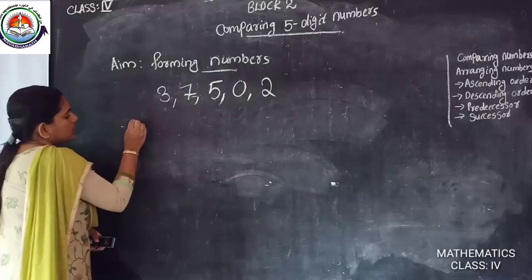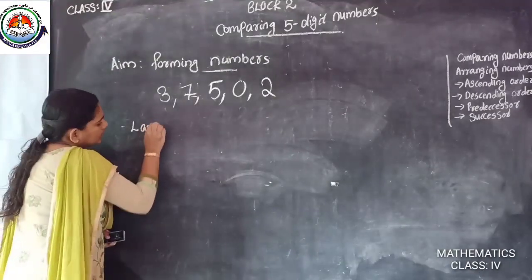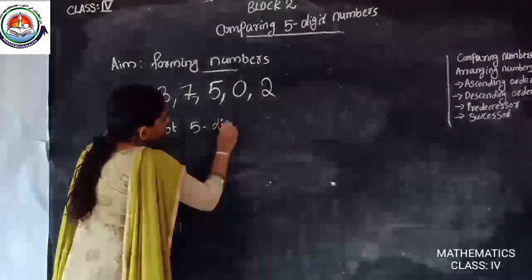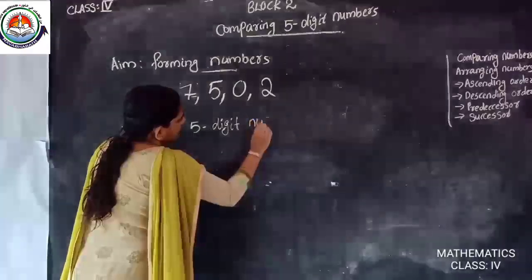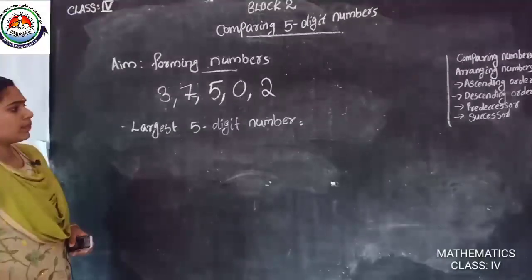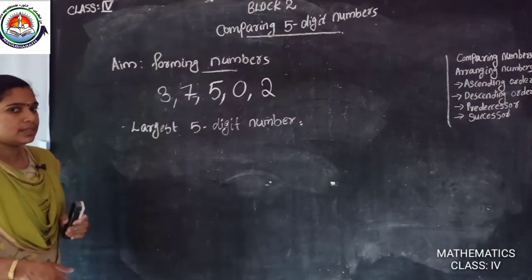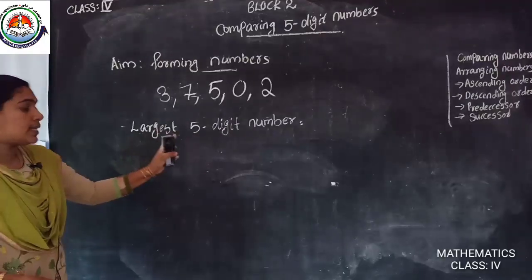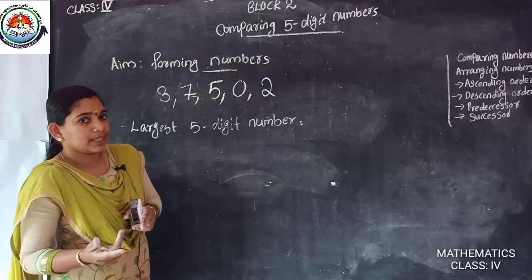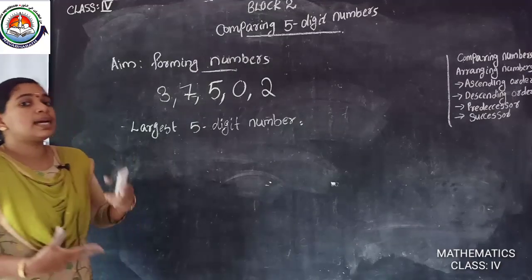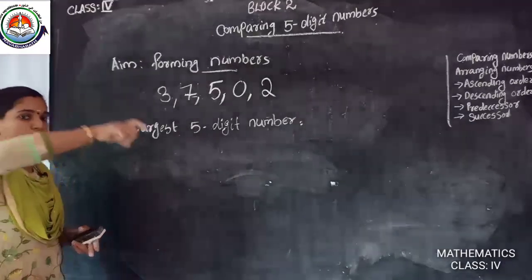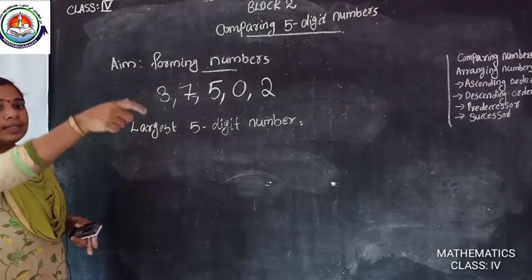Largest 5-digit number. How do you get it? Do you remember? How do we arrange the numbers, descending or ascending? For the largest number, we use the descending order: first the bigger digit, then the next bigger, and so on.